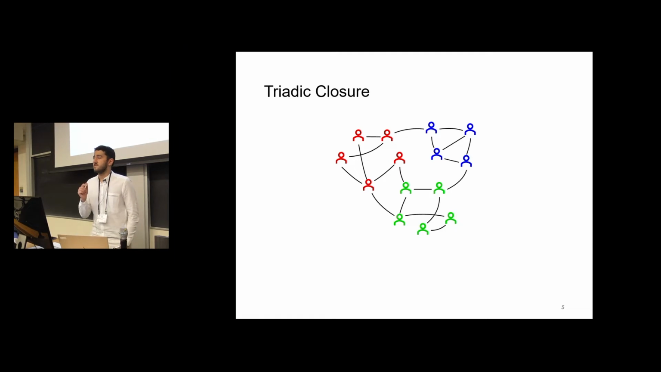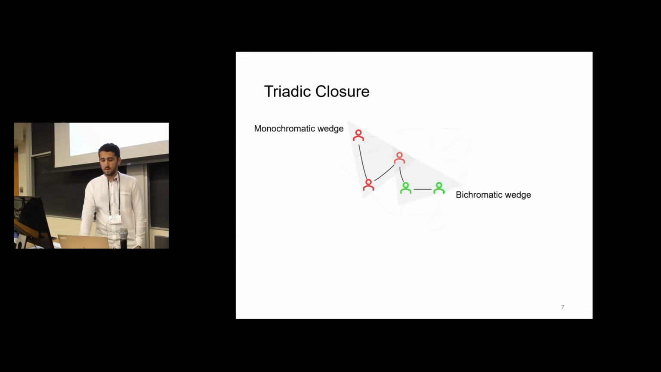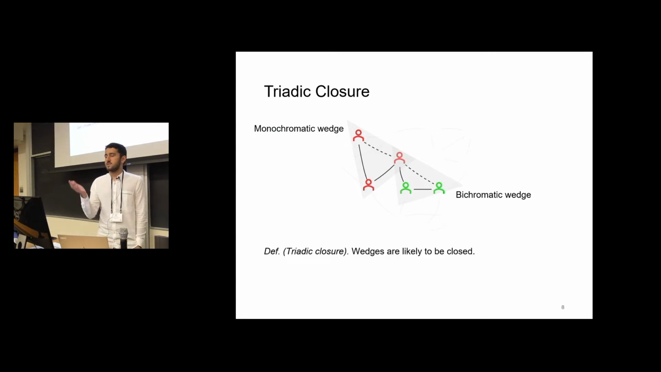In this work, we study triadic closure. What is triadic closure? We call such a structure a wedge, where we have two individuals not yet connected, and they have at least one common friend. Wedges might be monochromatic or bichromatic, depending on whether the missing edge is monochromatic or bichromatic. Triadic closure says that wedges are likely to be closed. That is, friends of friends are likely to be friends. More precisely, wedges are equally likely to be closed, regardless of being monochromatic or bichromatic.